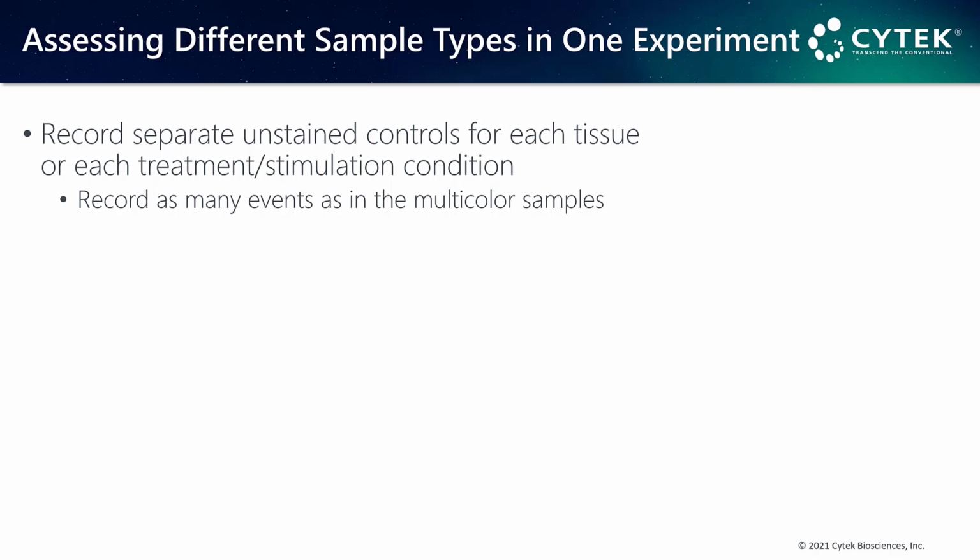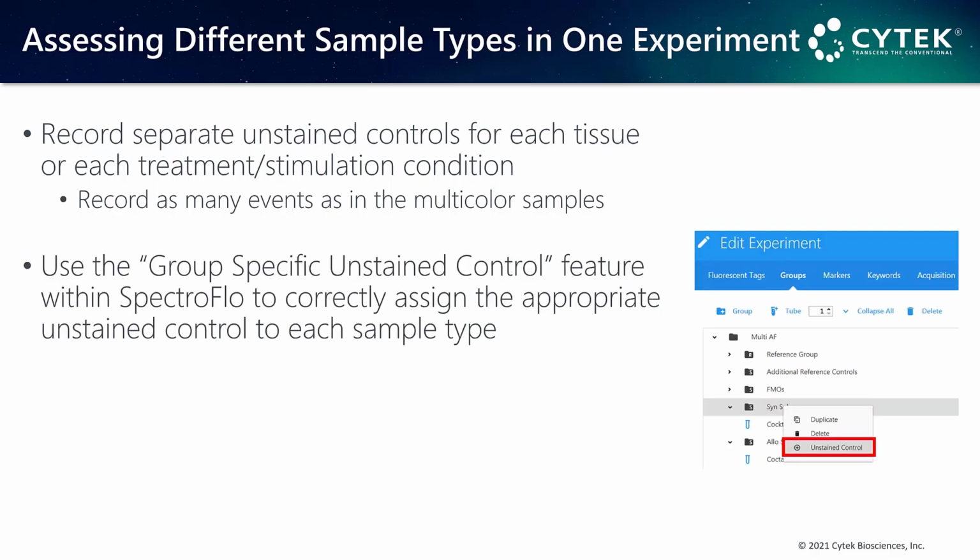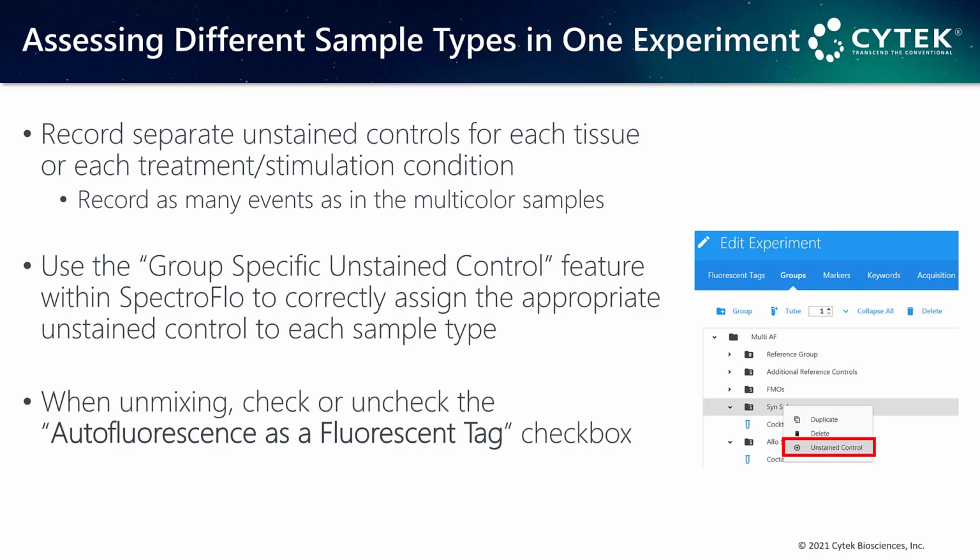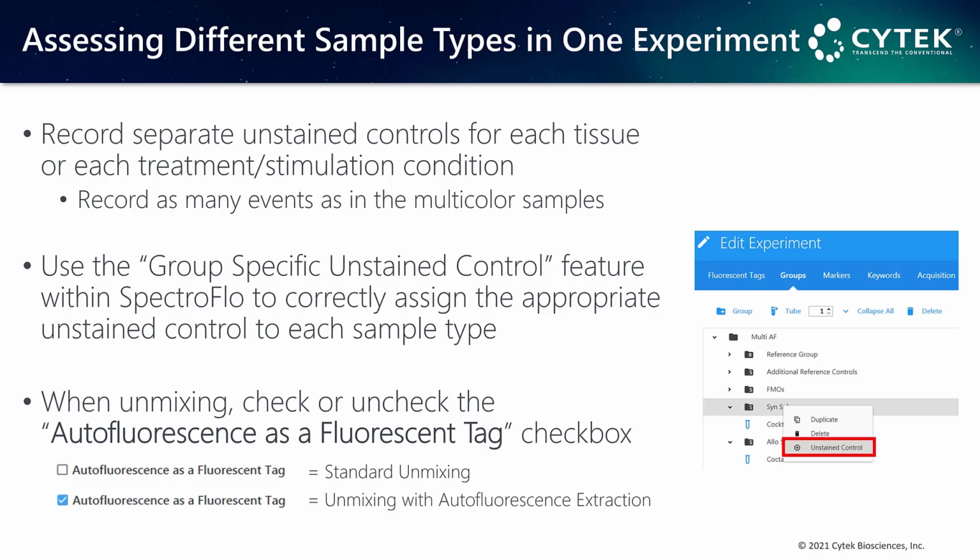SpectroFlo, the software on our instruments, allows you to define multiple group-specific unstained cell controls for different tissue and sample types, and that allows you to accurately extract the autofluorescence related to the sample in question. Use the group-specific unstained control feature to correctly assign the appropriate control to each sample type. Then, when unmixing, you can choose how you want to unmix. If you do not check the autofluorescence as a fluorescent tag checkbox, you will do standard unmixing. However, if you wish to do autofluorescence extraction, then you need to check that box.